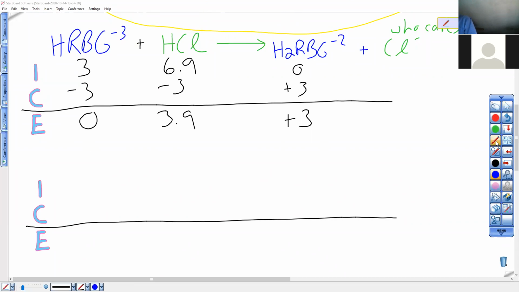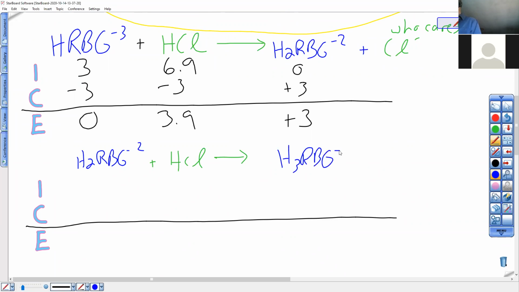This time you have no more HRBG -3. You have H2RBG -2. You still have HCl. You're going to create a different species this time. You're going to create H3RBG-. And forget about Cl-.